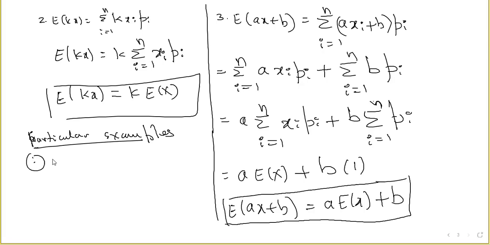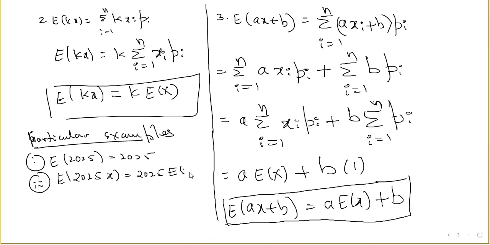First one, expected value of 2025 is equal to 2025. Second, expected value of kx. Say, for example, expected value of 2025 into x is nothing but, which is always equal to, 2025 into expected value of x. That is k into expected value of x.